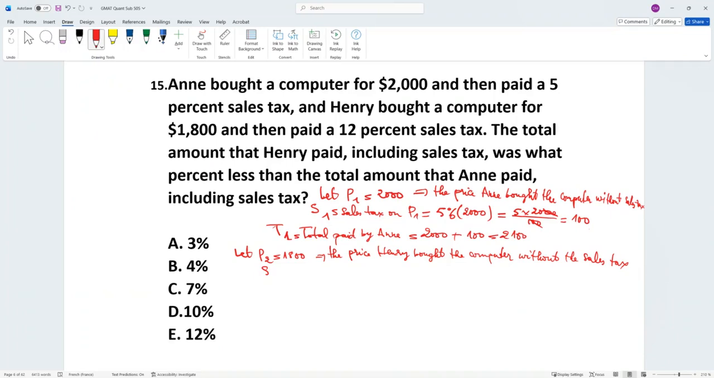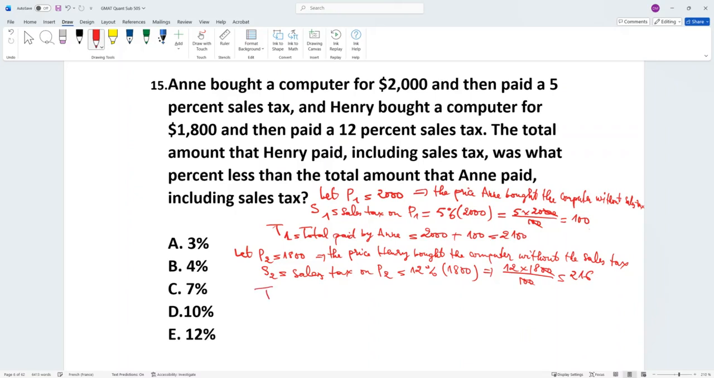And then we can get the sales tax, S2, which is the sales tax on P2, which is 12% of 1,800. And this will lead us to 12 times 1,800 divided by 100. Then we will have 12 times 18, which is 216.